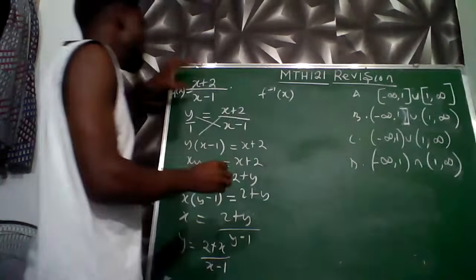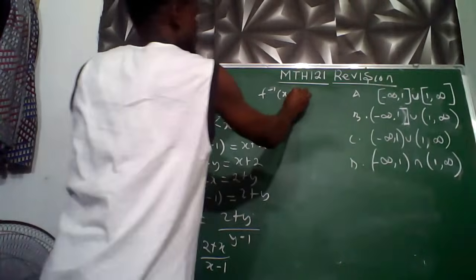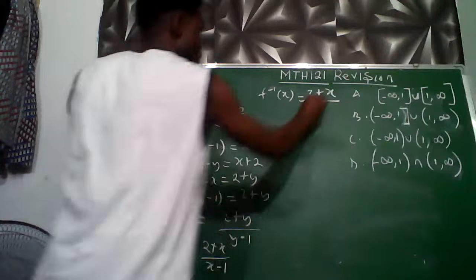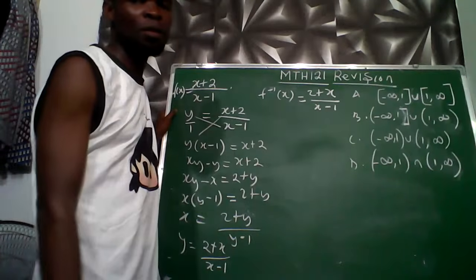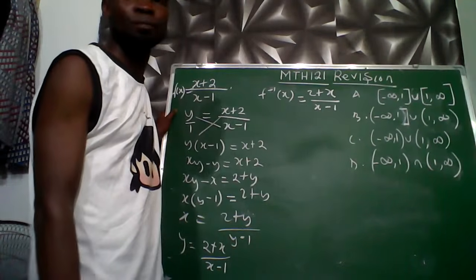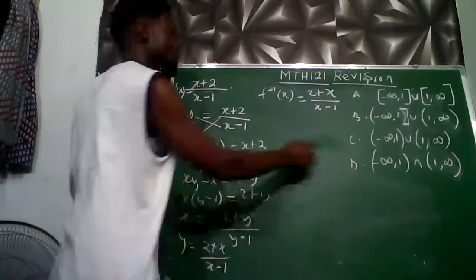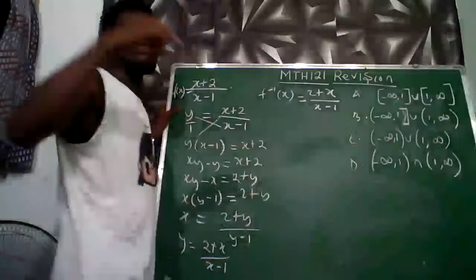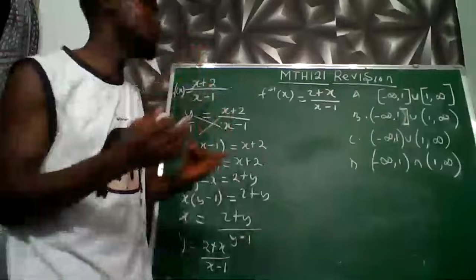that is to say the inverse of this function, written as f raised to the power minus 1 of x equals to 2 plus x all over x minus 1. That is the inverse of the function. This is how we find the inverse of this function. Now, step 3.